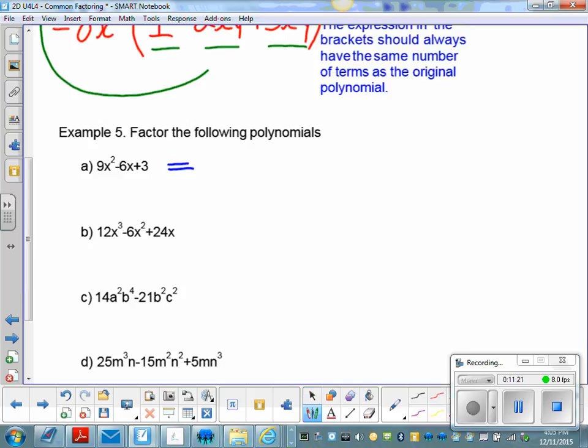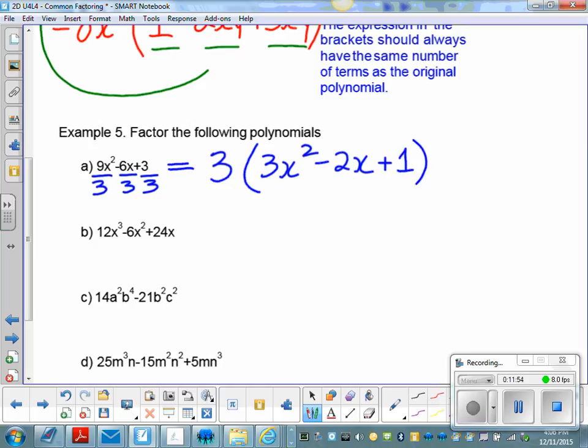So, first I have to find the greatest common factor. For 9, 6, and 3, 3 is a common factor. There is no variable that's common to all three, so 3 is my greatest common factor. I now need to divide each term by 3 to figure out what I get in the bracket. So if I divide 9x squared by 3, I'll get 3x squared. I divide negative 6x by 3, I get negative 2x. And I divide 3 by 3, and I get 1. So that's what my answer would look like there.